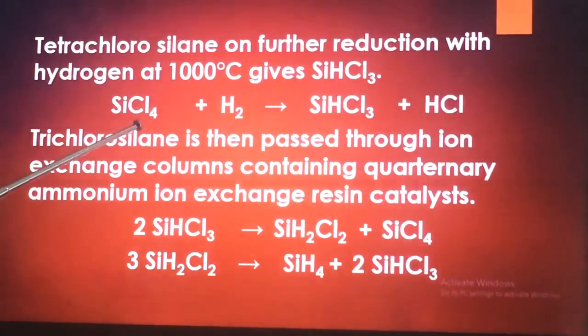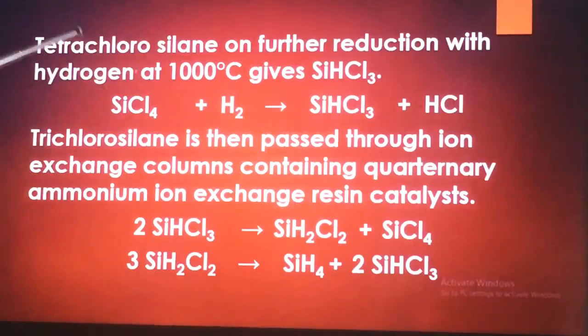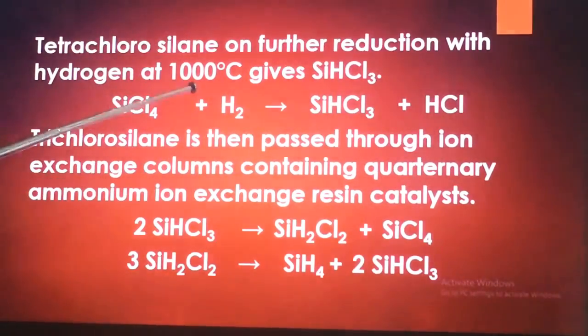So this tetrachlorosilane is reduced with hydrogen in a hydrogenation reactor. Tetrachlorosilane is passed to a hydrogenation reactor whereby it gets reduced to trichlorosilane, and this reaction takes place at about 1000 degrees Celsius.